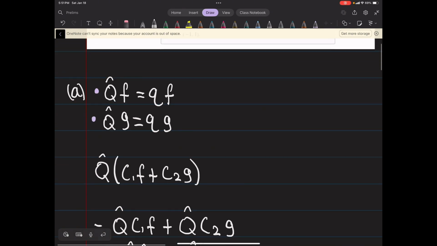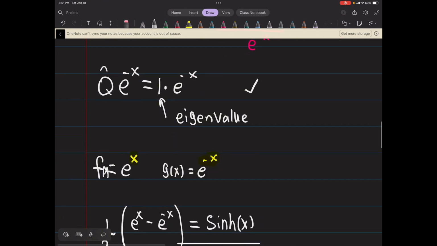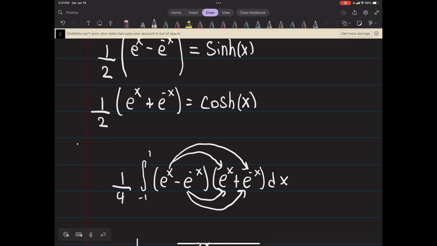And not only that, we know that this is also an eigenfunction because we just proved that a linear combination of two eigenfunctions is itself an eigenfunction.